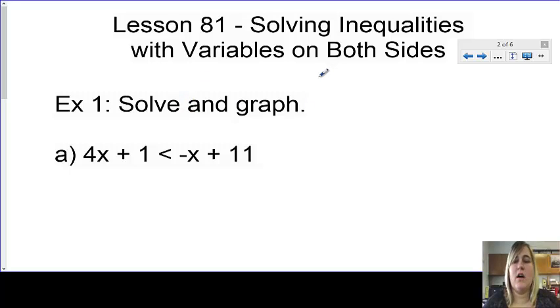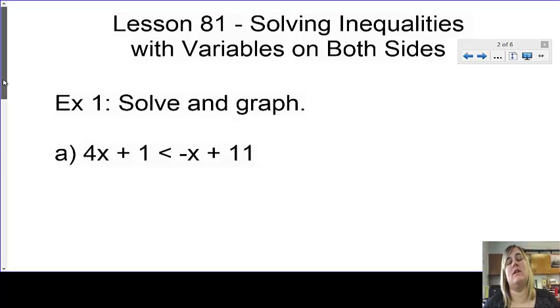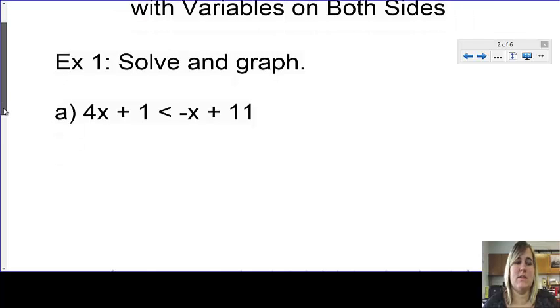Lesson 81, Solving Inequalities with Variables on Both Sides. On example 1, it wants us to solve and graph. Again, whenever we solve inequalities, we treat them exactly the same that we would treat an equation. The only thing that we have to remember is that whenever we multiply or divide by a negative, we must always flip the sign.